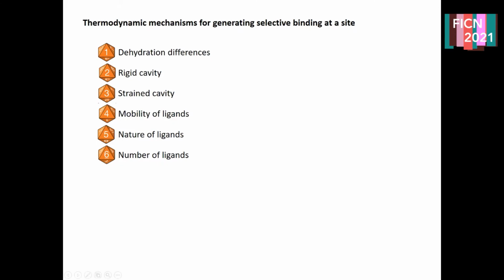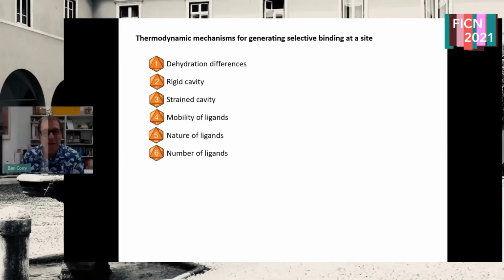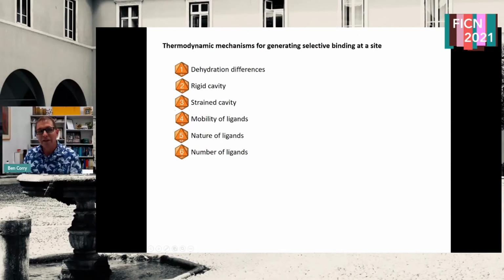Okay, so far I've talked about 6 different mechanisms for generating selection at a particular binding site. There's the background dehydration energy differences. There's 3 effects that relate to the shape and structure of the pore, and there's 2 effects that relate to the chemical nature of that pore. Now, I think these are good ways of understanding thermodynamic selectivity at a binding site, but there's 2 simplifications that may limit using them on their own.